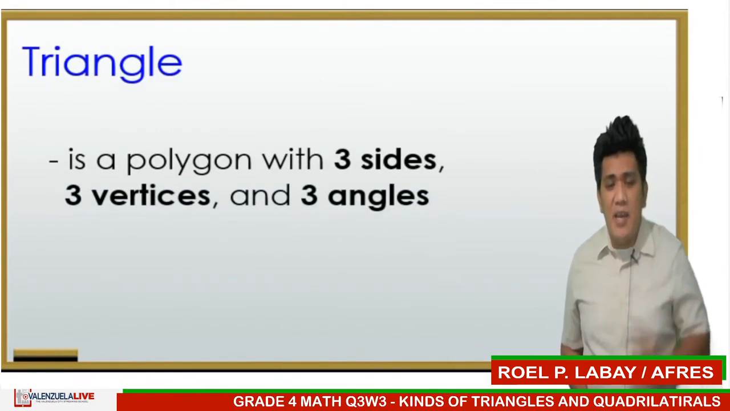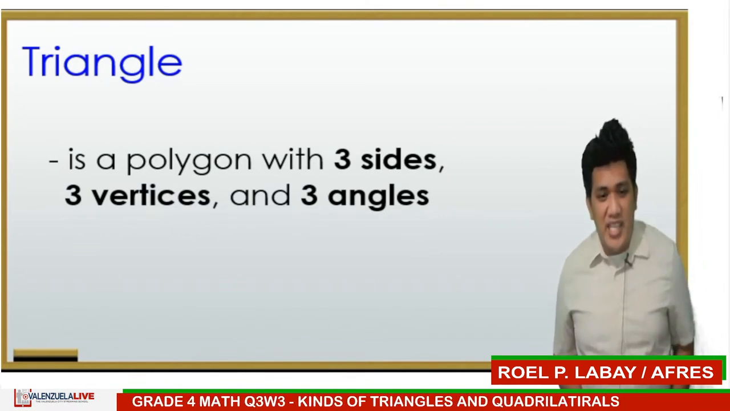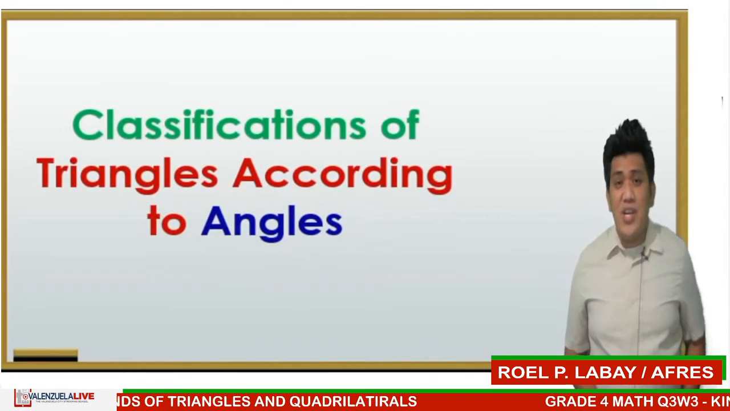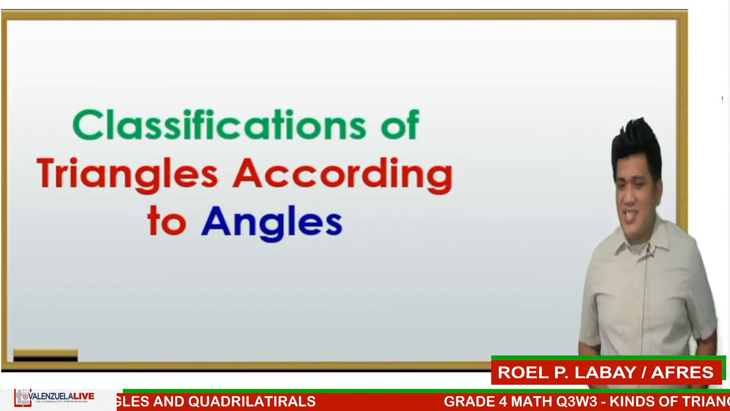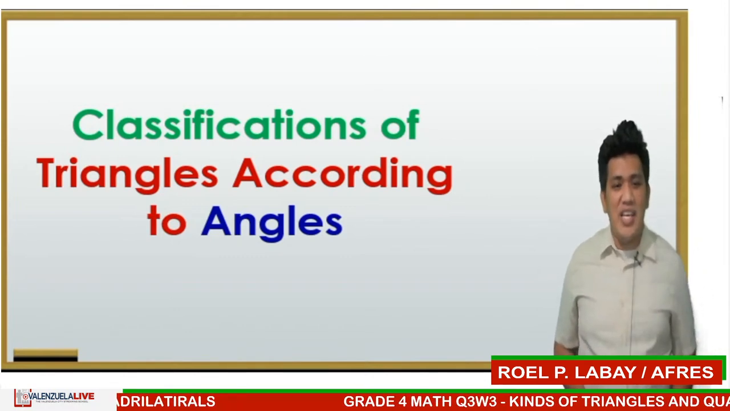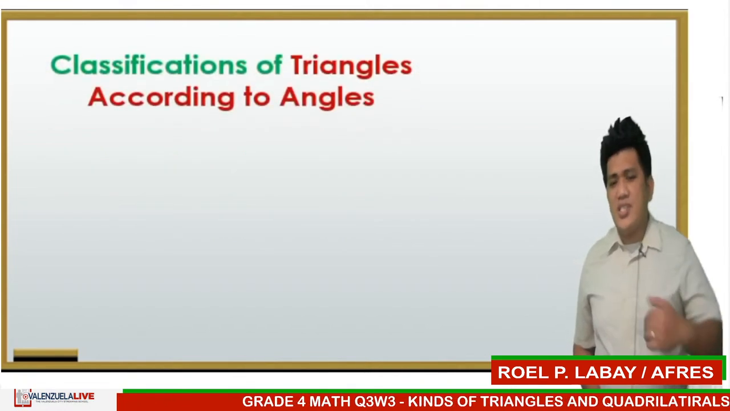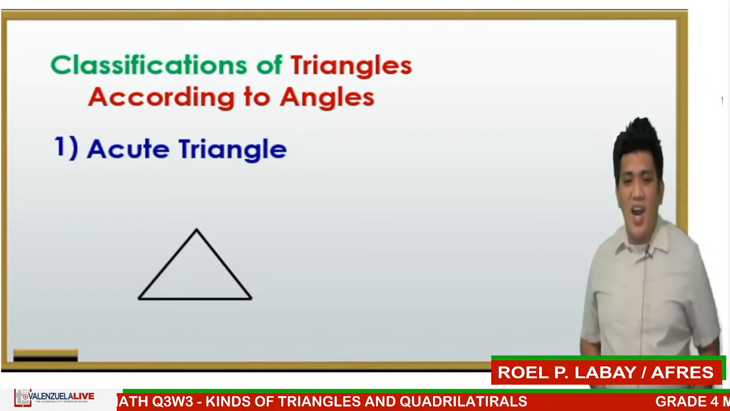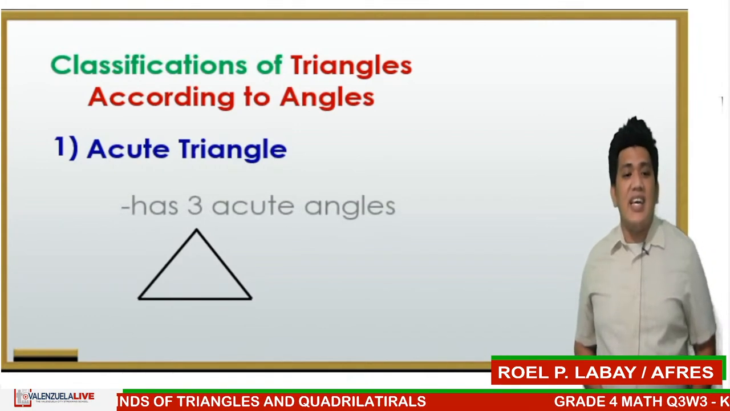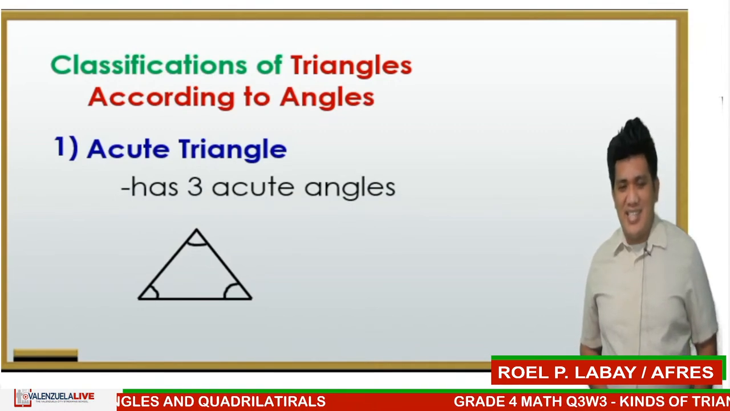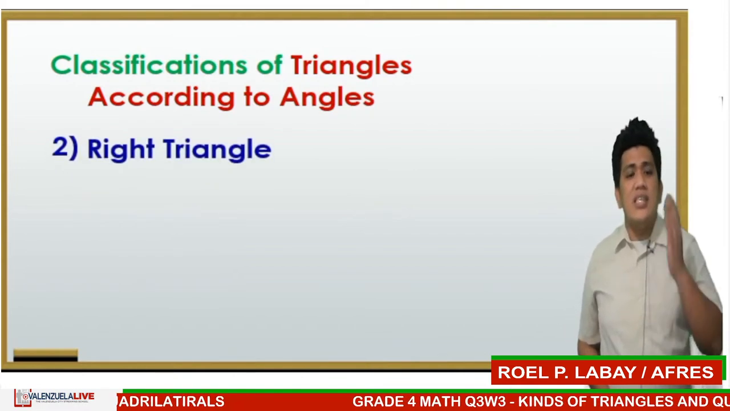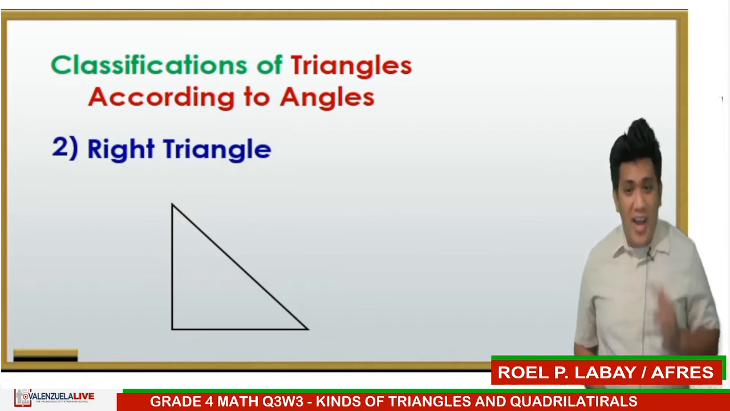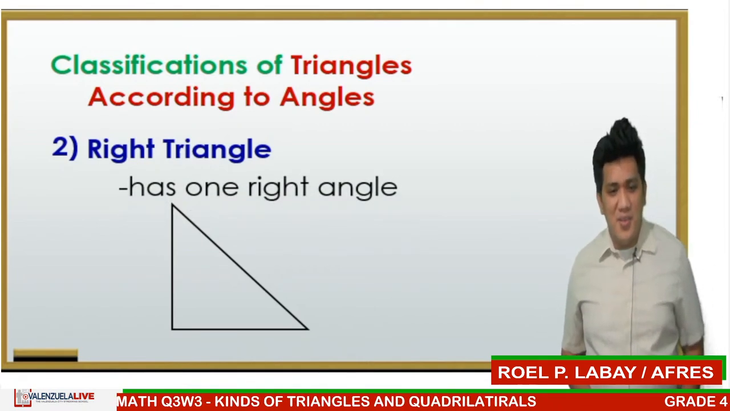A triangle is a polygon with 3 sides, 3 vertices, and 3 angles. We can classify triangles according to angles and sides. But first, let's discuss the classifications of triangles according to angles. The first triangle is what we call acute triangle. That is a figure of an acute triangle because it has three acute angles. The next triangle is what is called right triangle. This is a figure of a right triangle. Why? Because it has one right angle.